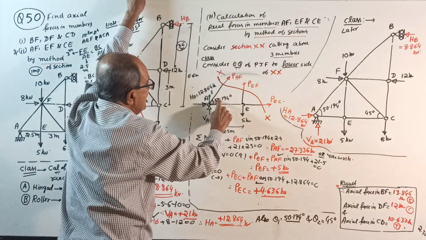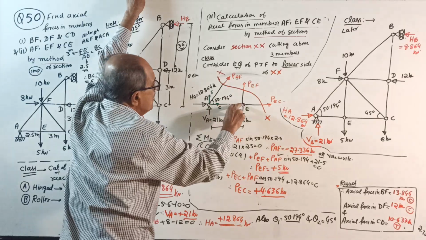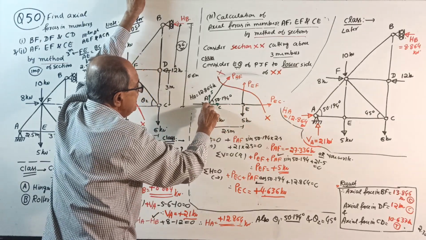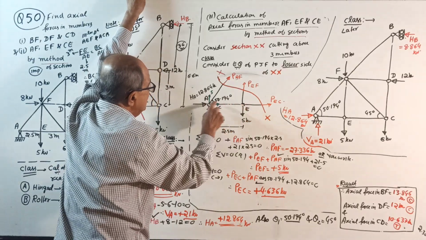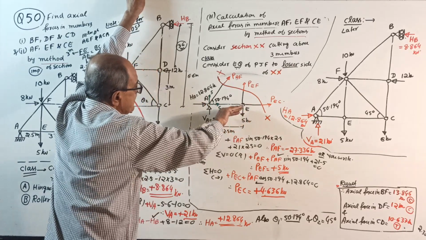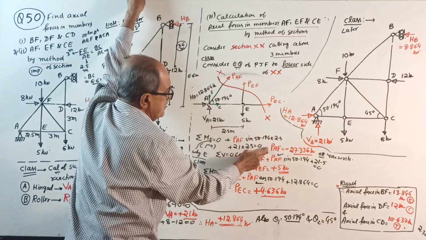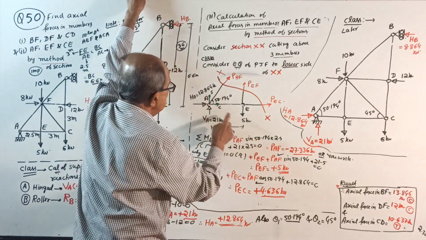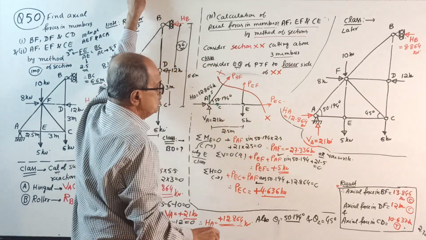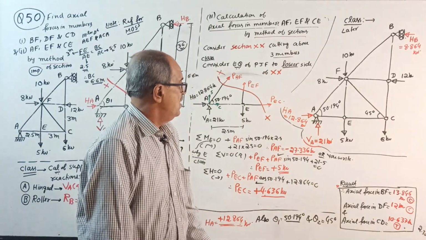PAF sin of this angle into 2.5, then horizontal component into 0. Why? See, horizontal component passes here, even 12.864 also into 0. Then plus 21 into 2.5, 21 into 2.5 equal to 0. Substitute, you get PAF equal to minus 27.336 kilonewton.